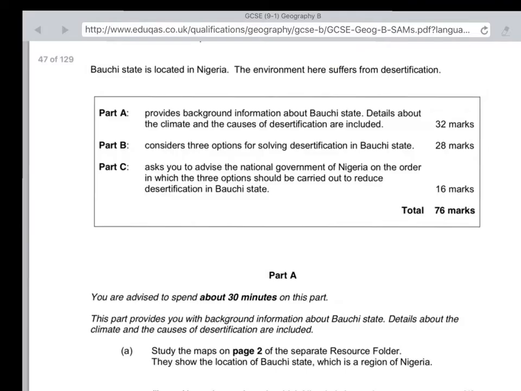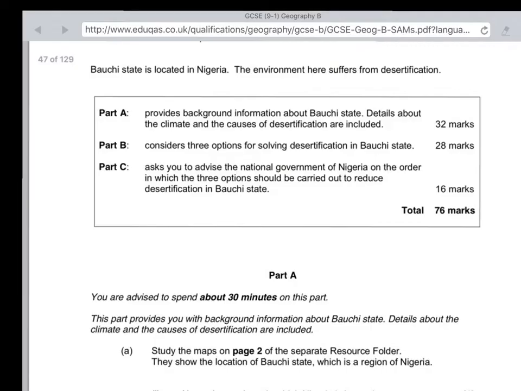As we said before, you look at the marks here, but what you'll see is that the paper tends to follow a standard pattern. Part A will be looking at background information about the state. It will look at the climate, the causes, basically what the problem is. Part B is looking at the options. In this case, there's 3 options for solving desertification. And part C is where you have to write down your final decision: what it is you're going to do, why you're picking that one, and why you've rejected the other options.